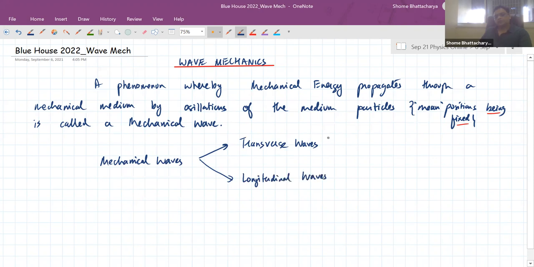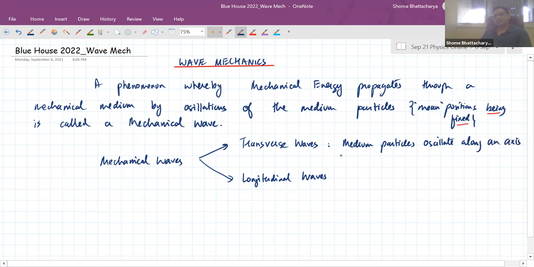So in the phenomenon of transverse waves, what happens is that the medium particles oscillate along an axis which is perpendicular to the direction of energy flow, or what we call the direction of propagation of the wave.